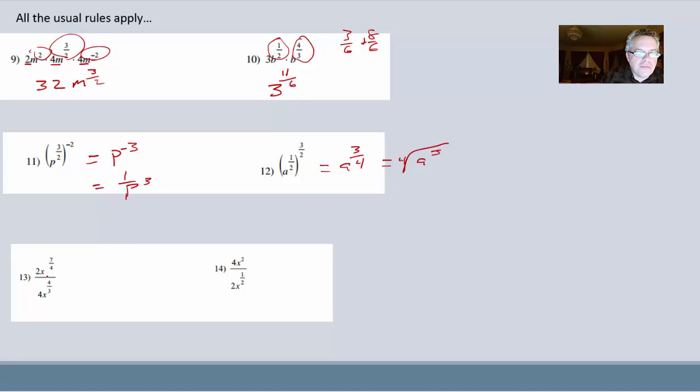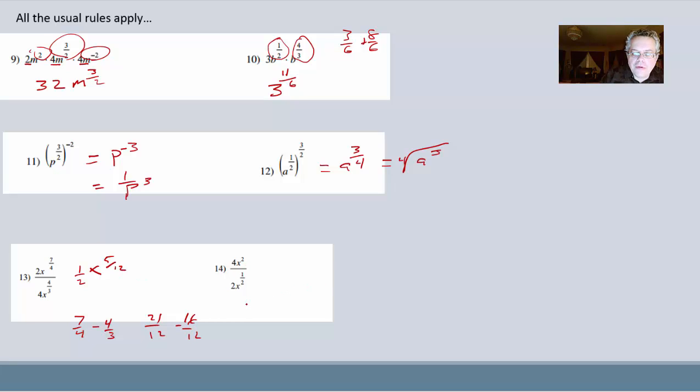All right, and when you divide, you subtract exponents. So 2 divided by 4 is 1/2. Then 7/4 minus 4/3. Let me see, that's 21/12 minus 16/12. That's 5/12. So this is 1/2 x to the 5/12. We got that by subtracting.